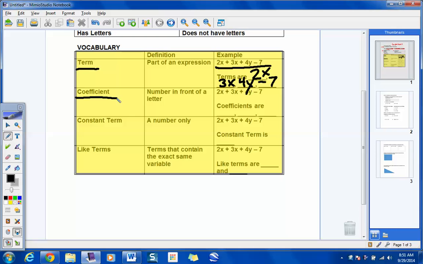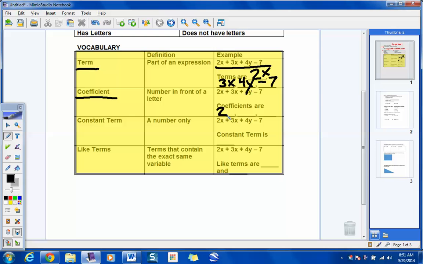Somebody want to read that for me? Number in front of a letter, okay? Well, how many letters are up there, gang? 3. 3 total letters, right? A couple of them occur each couple times, but what number's in front of this first variable x right here? 2. So one coefficient is a 2.